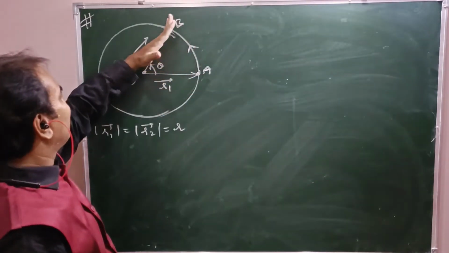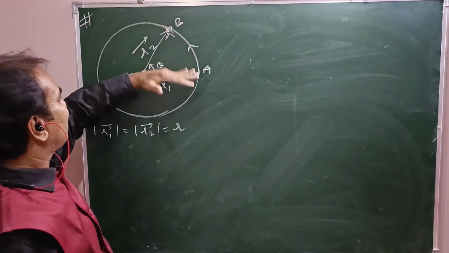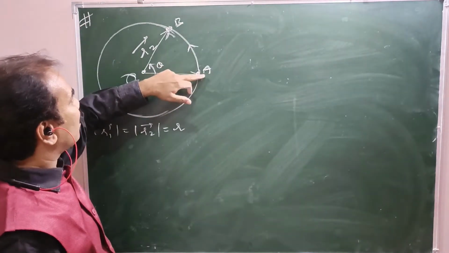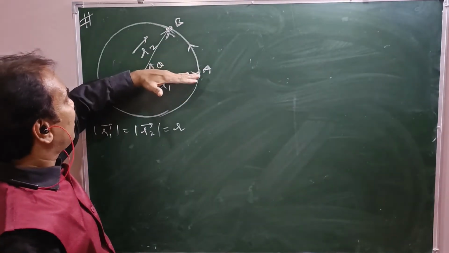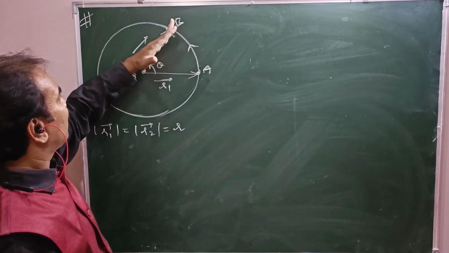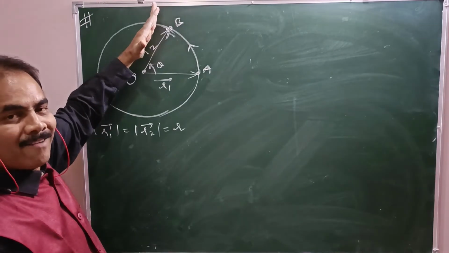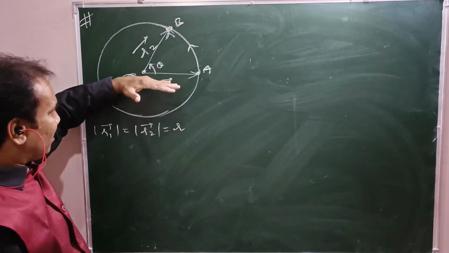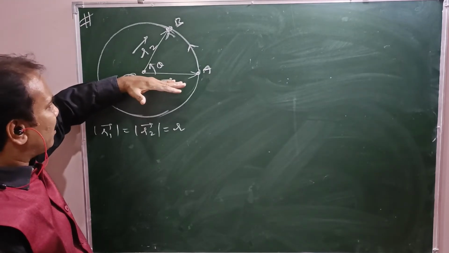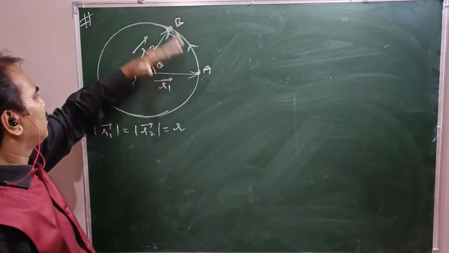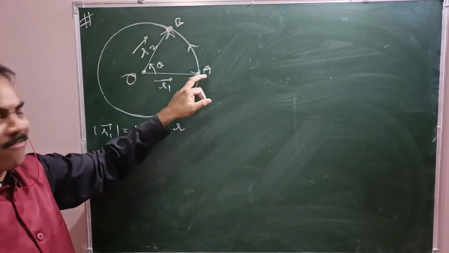The radius vector rotates along with the motion of the particle. When the particle is somewhere here, this is R1 bar. When it moves on the circumference like that, the radius vector also rotates along with the motion of the particle. Definitely, the radius vector moves through some angle theta while going from A to B.